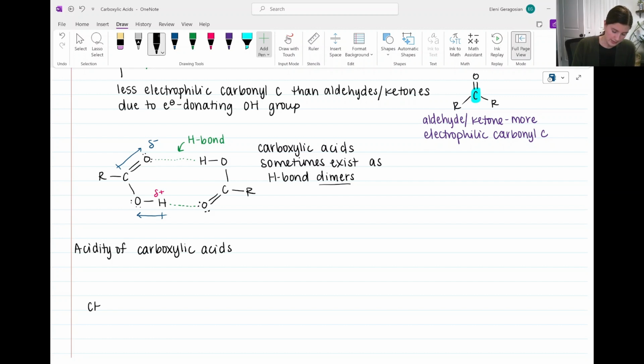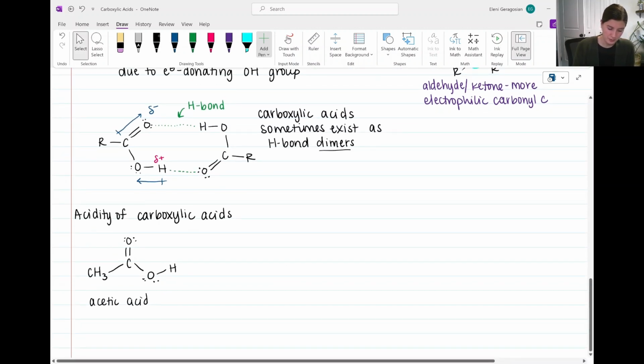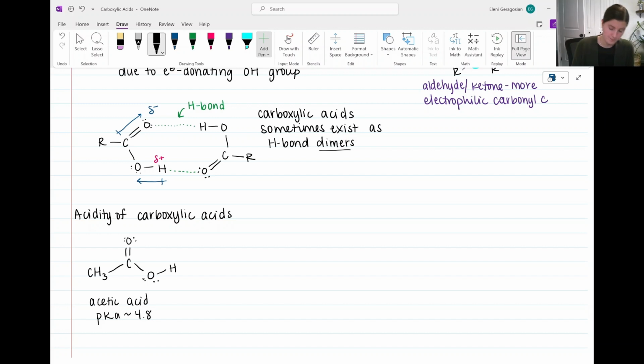And so here's an example. We'll go back to acetic acid. So vinegar is an acidic solution, and acetic acid is the main ingredient in vinegar, the main acid in vinegar. So this is acetic acid. If you look at the pKa table, the acetic acid pKa is about 4.8. So not a super low pKa, but definitely an acid, definitely acidic pKa.